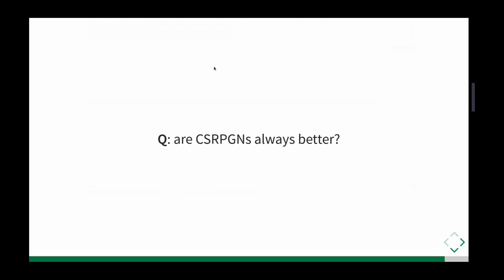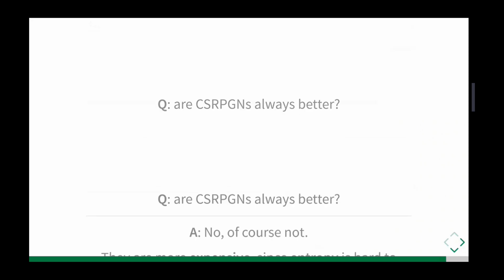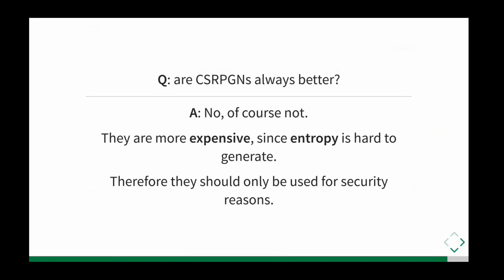Now, to finish off, is it always better to use cryptographic alternatives? Of course not, because they are more expensive. Everything that you get, you have to pay for in other ways. In this case, entropy is expensive to generate, so it should only be used for security reasons. And this is important because if you start to use it for all kinds of purposes, you reduce the entropy, and then the security applications become weaker.